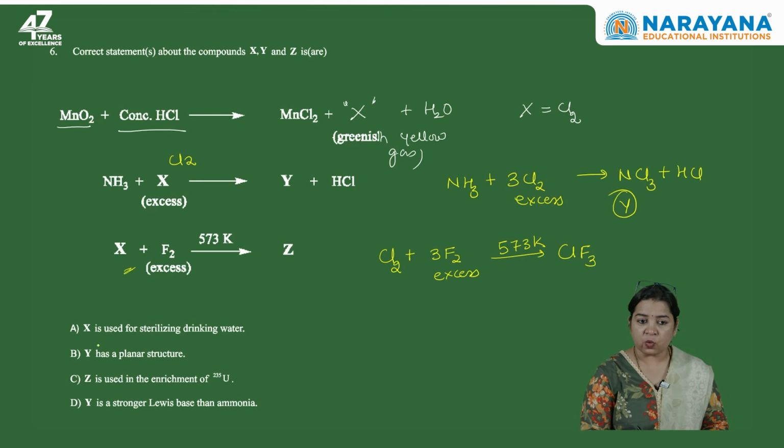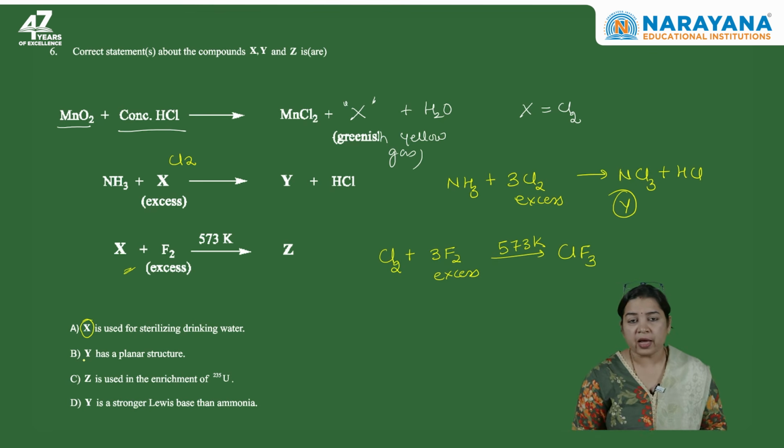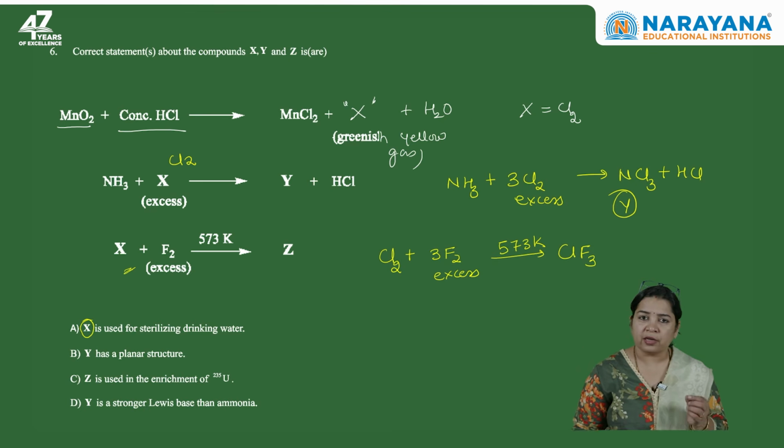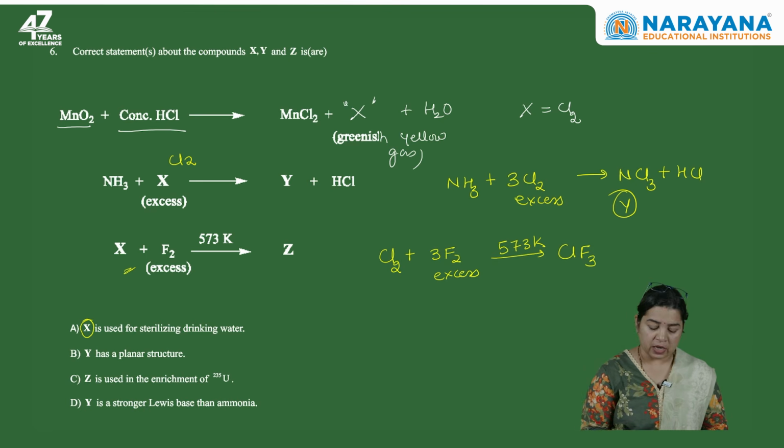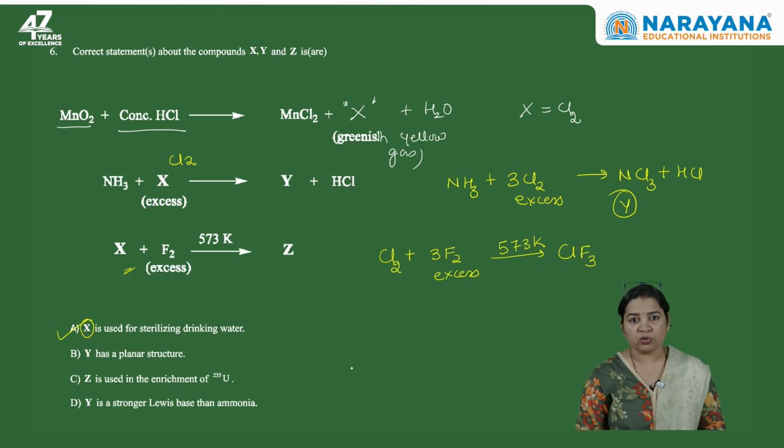Now let us start the options. Option A: X is used for sterilizing drinking water. So what was X? Chlorine. Yes, we use chlorine as a bleaching agent and as a sterilizing agent for drinking water. It is sold under several commercial names, some of them like ChloriClean and ChloriWatt. These are some of the commonly used commercial names for chlorine added to drinking water. So this statement is true.